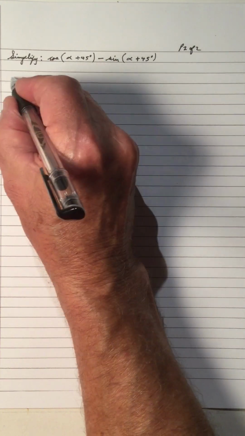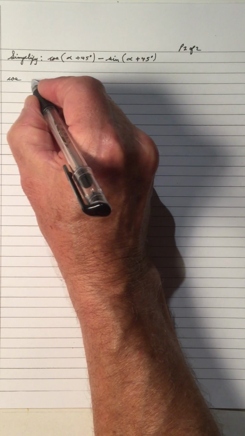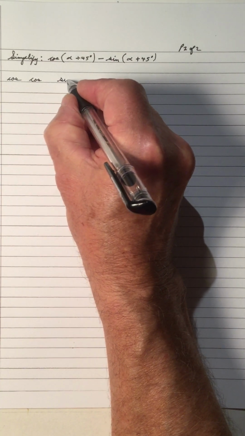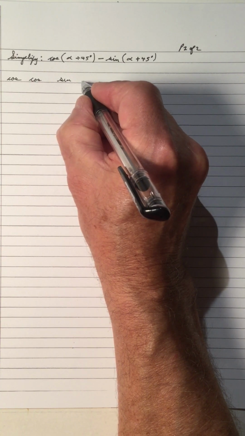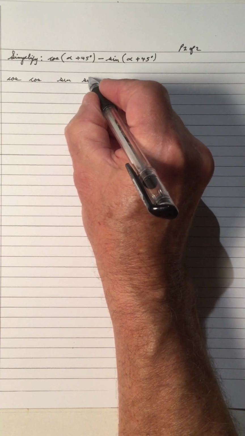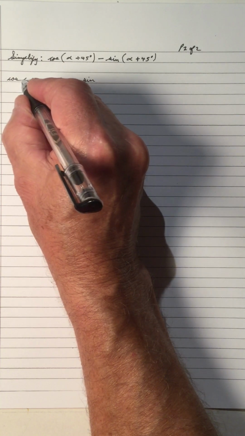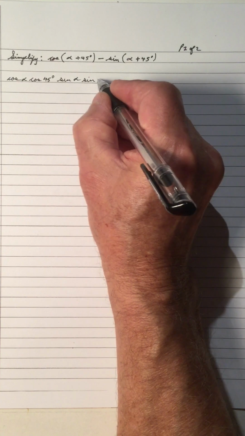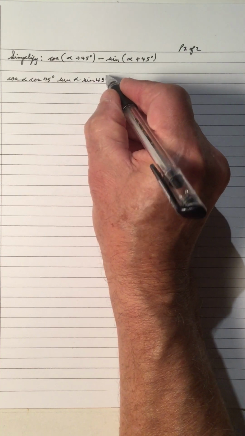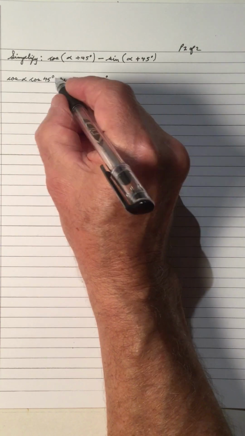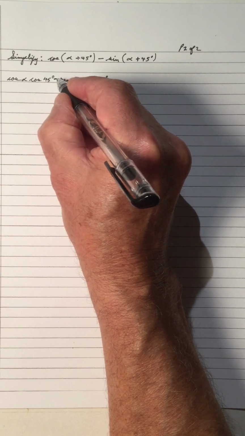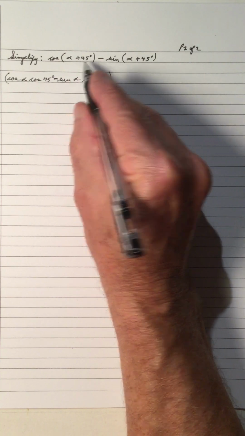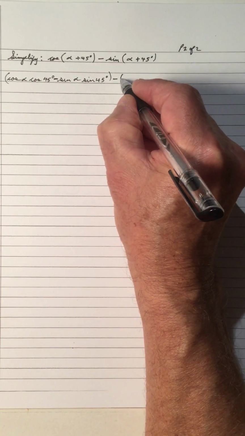So the cos addition formula is cos alpha cos 45, with a minus between the two terms, sine alpha sine 45. So that's the cos of alpha plus 45, subtract.